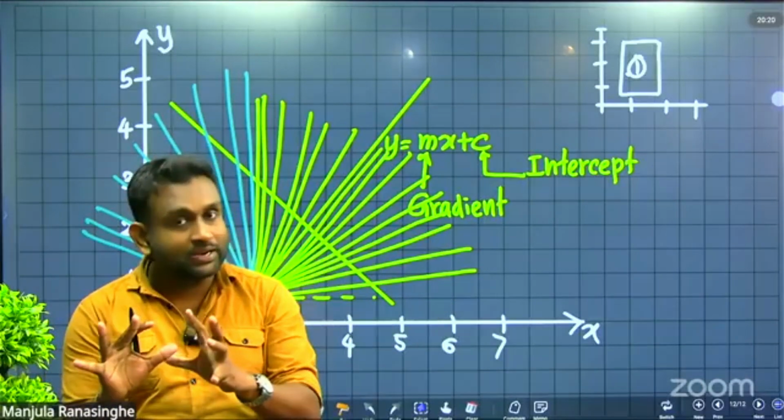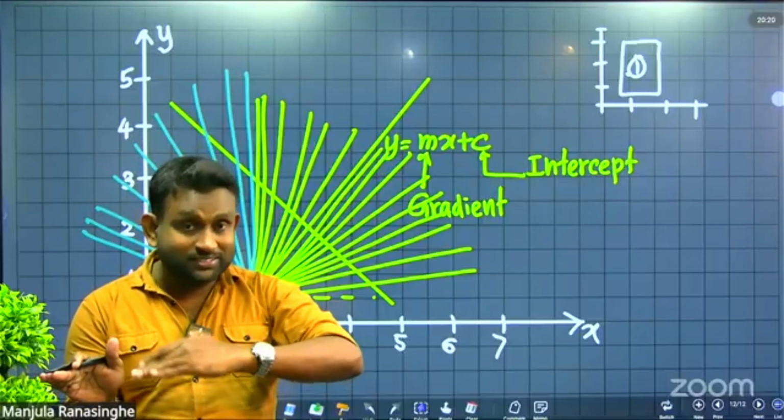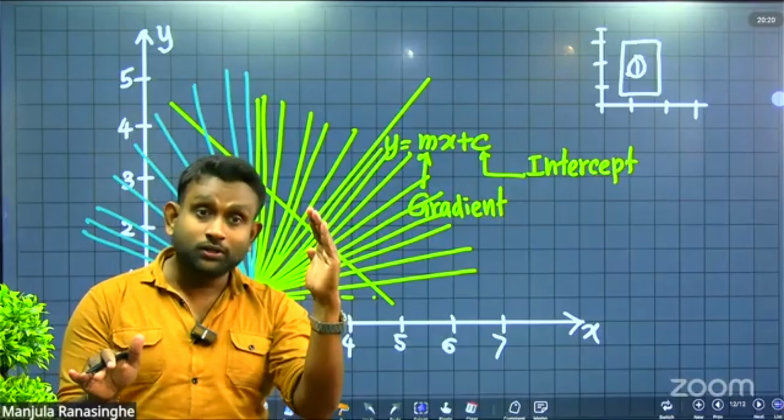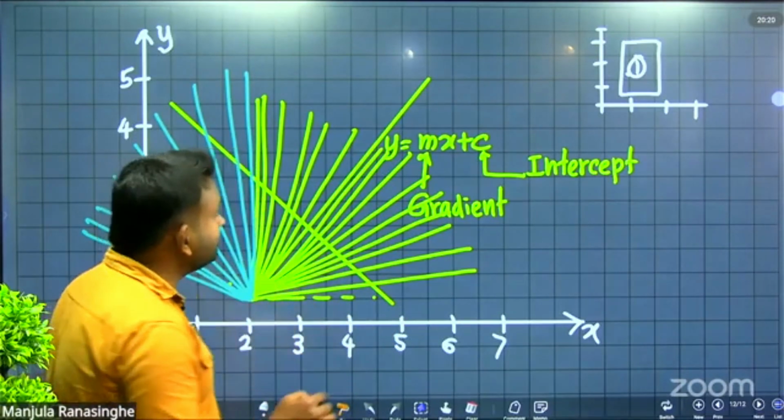So take that idea. What is the gradient? The gradient is like the inclination with the x-axis. If the inclination is more, then the gradient is more. If the inclination is less, the gradient is less. Then what's the intercept of the graph?